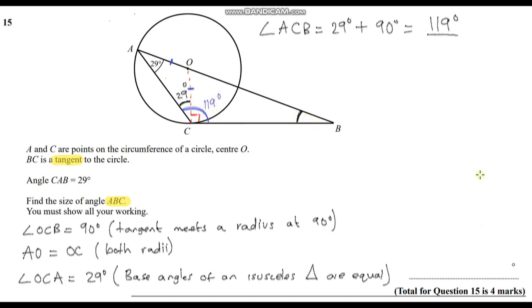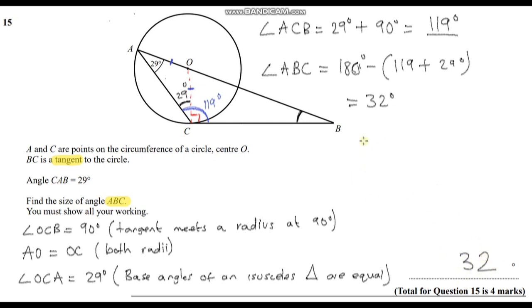And now we're ready to calculate our missing angle. So angle ABC, well, it's going to be 180 degrees take away the sum of these two angles. So it's going to take away 119 plus 29. So 119 plus 29, that is 148. If we take that away from 180, we get 32 degrees. So our answer, find the size of angle ABC, this is 32 degrees.